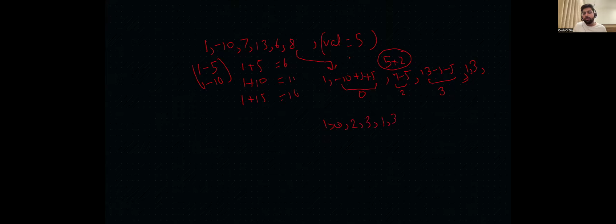Or if you just sort it, well, sorting is not required, but you can see from here only 0, 1, 2, 3. So the minimum excluded number is 4 here. You have 4 not present in the array. So what was our MEX? In this case, it's 4.